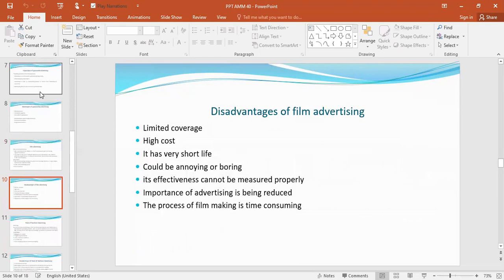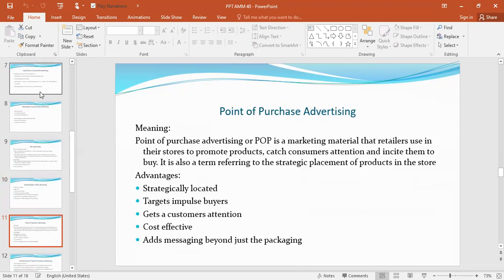Coming to the disadvantages of film advertising, the first one is it has limited coverage. Secondly, it is costly. Third is it has a very short life. Next is it could be annoying or boring. Next is its effectiveness cannot be measured properly. Next is the importance of advertising is being reduced. Lastly, the process of filmmaking is time consuming.